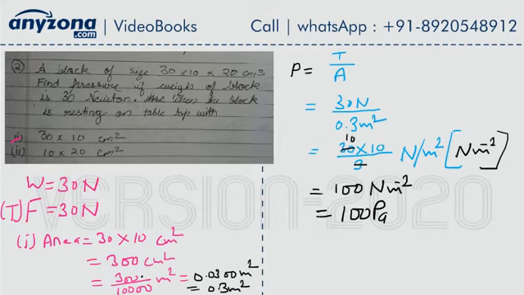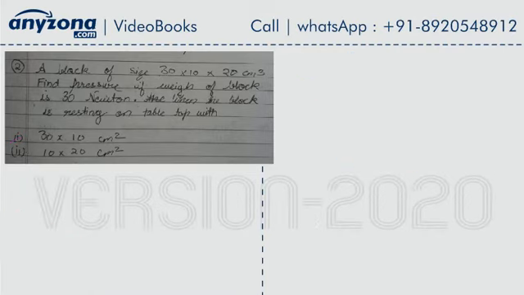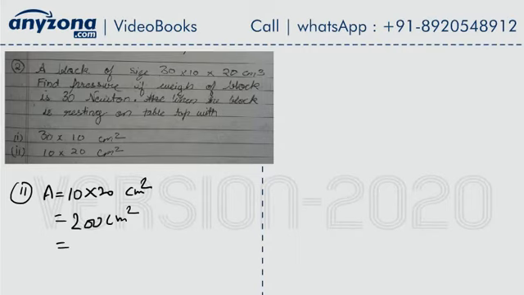So using this same method you can find the answer for the second one, where the block is resting on the tabletop with 10 times 20 cm square. So I will also solve this question here, very fast forward. So how can you solve this one? So for second, area is 10 times 20 cm square. It means 200 cm square. When you divide into meter square, okay, then it becomes 0.02. How? Because I divided it by 10,000.